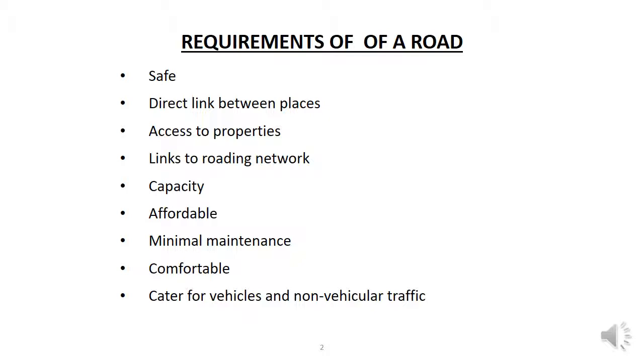Roads work in systems. Small residential roads lead to larger collector roads, which in turn feed into even larger arterial roads and motorways. This is called the roading network. The network needs to be designed so that each level can accommodate the traffic requirements. As much as possible, smaller roads should connect to larger, faster roads as quickly as possible to enable faster travelling speeds.